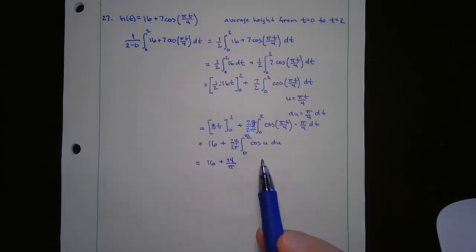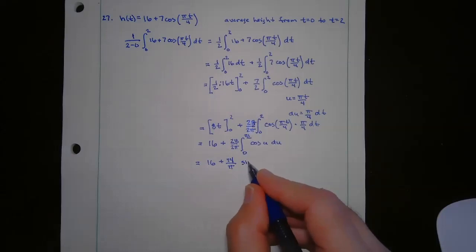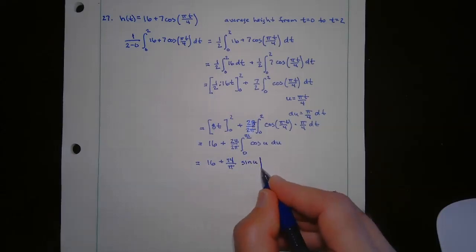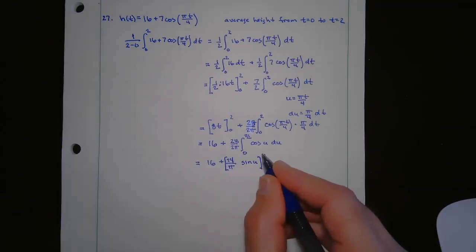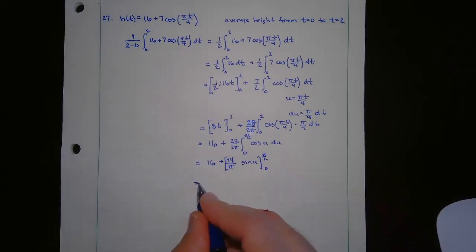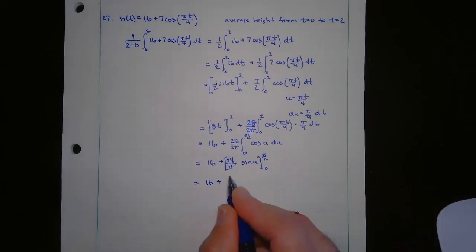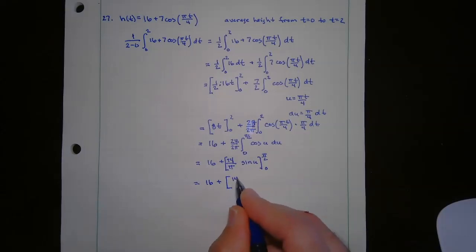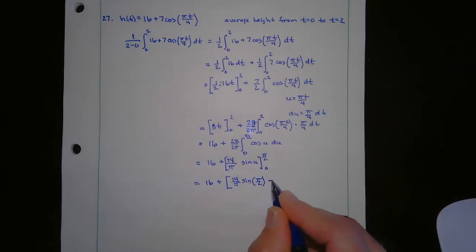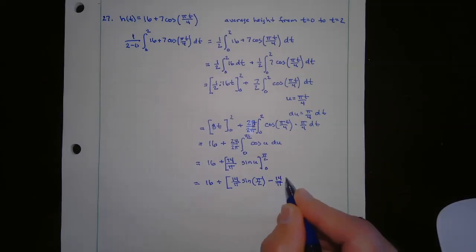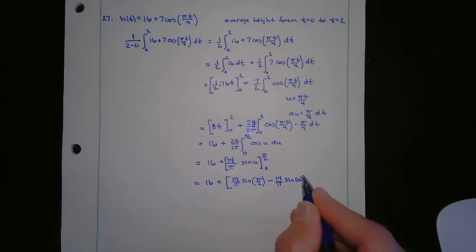Okay, and the derivative of sine is cosine, so the integral of cosine would have to be sine. So this is sine of u evaluated, and I should put brackets around this, from 0 to pi over 2. So then this is 16 plus 14 over pi times sine of pi over 2, and then minus 14 over pi sine of 0.